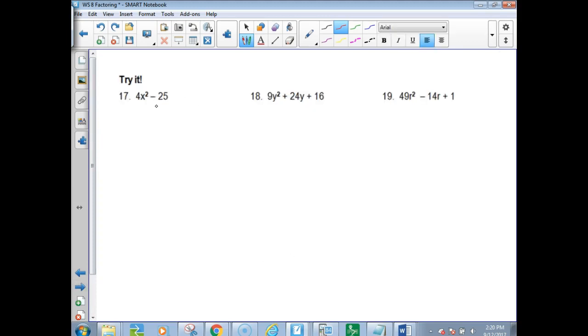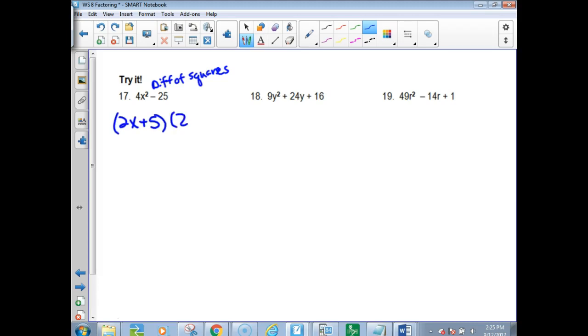All right, so we're going to try it. Go ahead. Okay, we're going to check that now. I paused. I thought maybe you'd pause if you're at home, but this is a difference of squares. So this should have been 2x minus 5 times 2x plus 5, or vice versa. So I'll write 2x plus 5 times 2x minus 5.